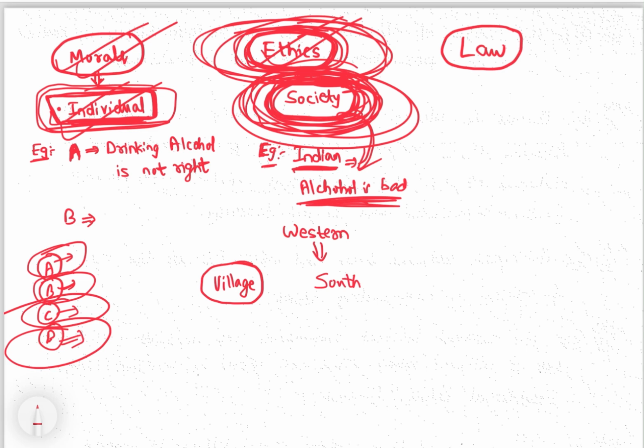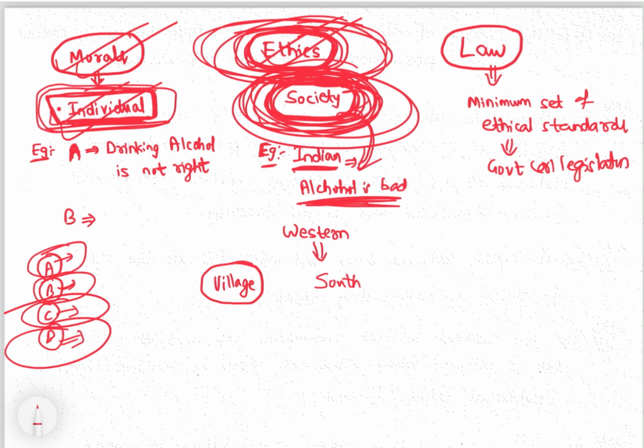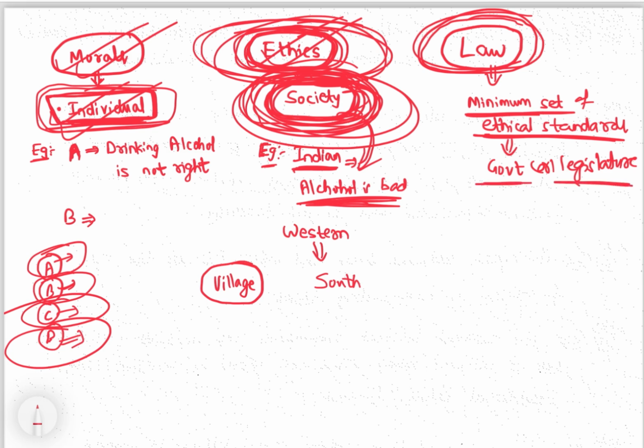Okay. Now comes the law. Law is what? Minimum set of ethical standards. Minimum set of ethical standards that society places upon itself through an elected government. See, government forms through legislature. If you see, laws are what? Laws are nothing but minimum ethical standards that society considers right, and it makes them into law in a codified form through the government and legislature. That is law. Okay, now let's understand with one more example, that is the connection between morals, ethics and society.